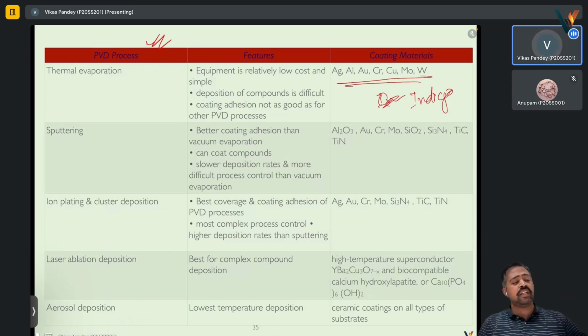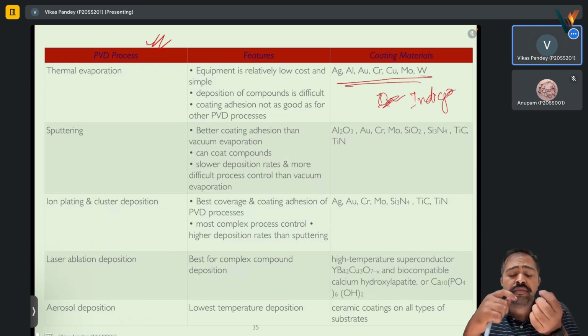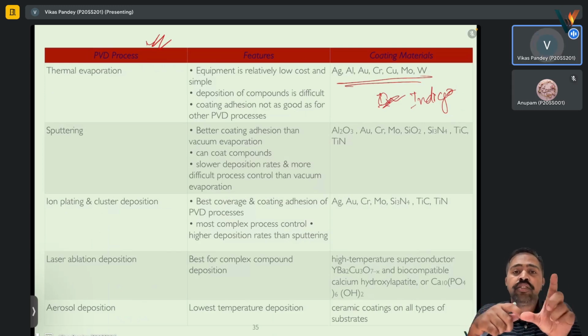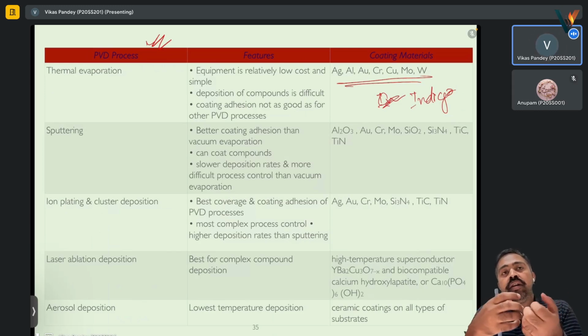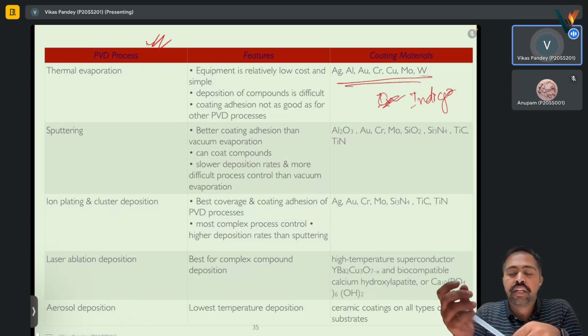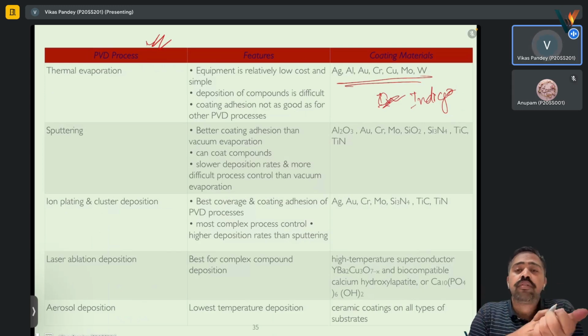In this case, since we are talking about compounds, the compounds will be difficult to deposit. First, they have a high melting point since they are in a stable state. Second, they can have a range of melting points, and at high temperature some of these materials might disintegrate while getting enough activation energy. That's why it is not preferred for compounds, and the coating adhesion is not as good as other PVD processes.